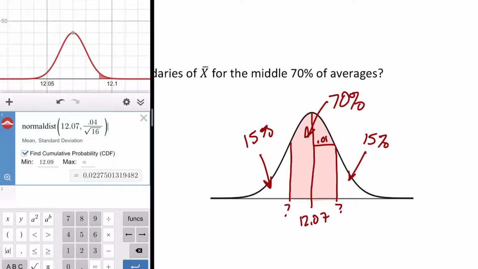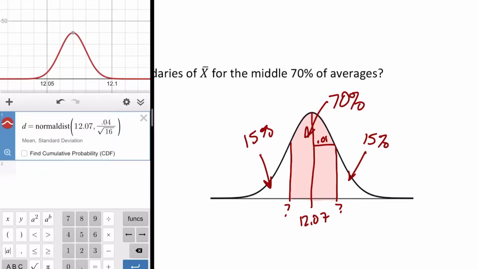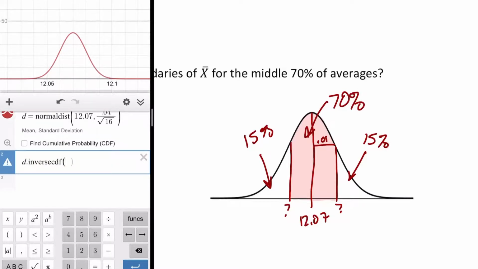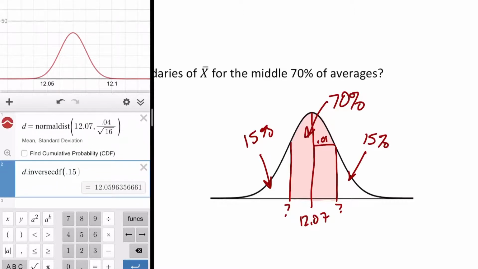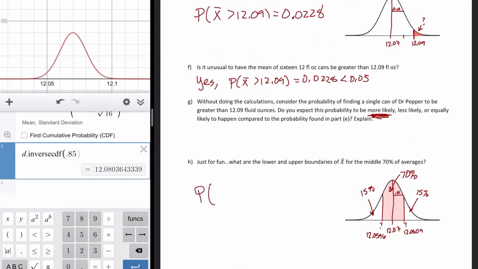So over to the left on Desmos, I'm going to turn off the cumulative probability, and then I'm going to need to give it a letter. Let's use D for Dr. Pepper. Why not? So D equals, and then my second line, I'm going to do D dot functions inverse CDF, and I'll put in 0.15. Notice like I said it would be 12.06, but let's do a few more decimal places with it. 12.0596. And then for 85, that's this upper boundary, this would be 12.0804.